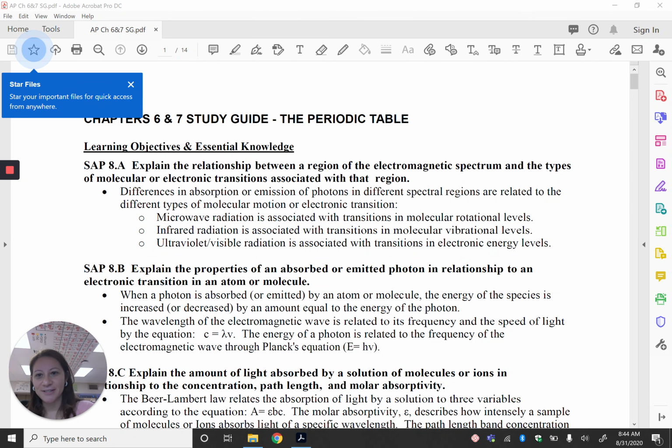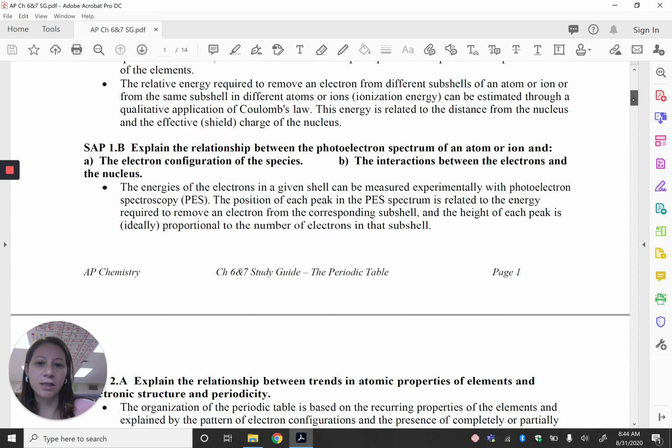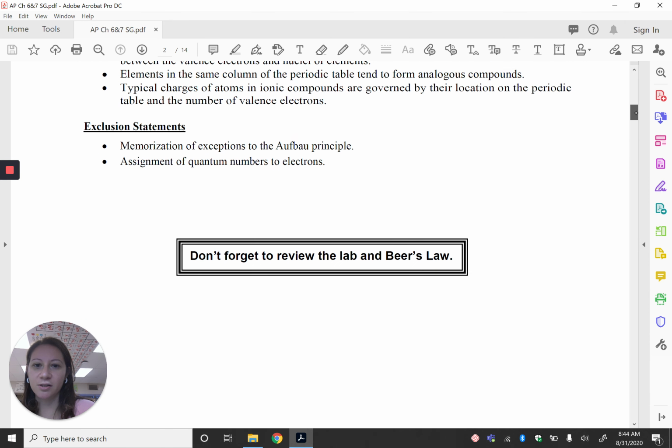Hello, AP Chemers. Today we are going to start chapters 6 and 7. So 6 and 7 talk about the periodic table in general, so electron configurations, periodic trends, things like that. So these are the learning objectives as always.